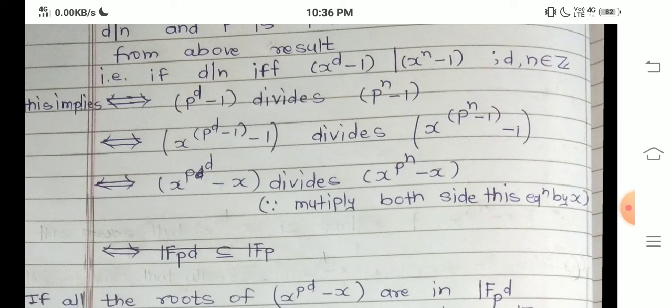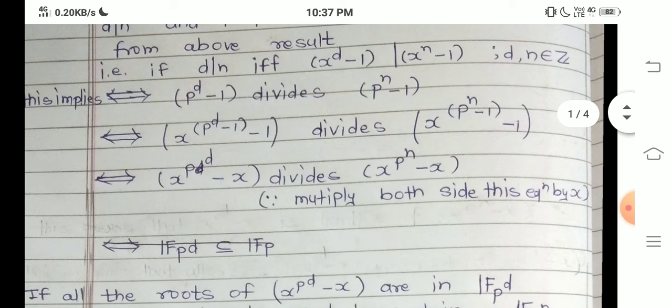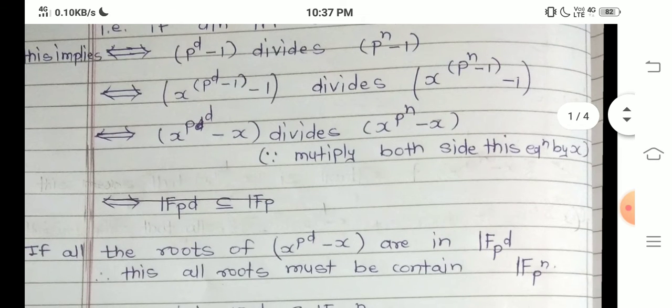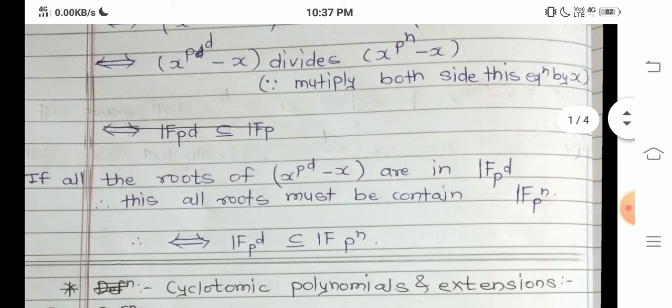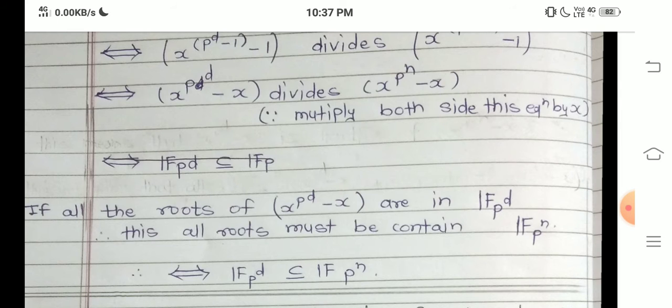Also, this implies that all roots of x^(p^d) minus x are roots of x^(p^n) minus x. If all the roots of x^(p^d) minus x are the roots of the field F_p^d, therefore these roots must be contained in the field F_p^n, if and only if the field F_p^d is contained in the field F_p^n.